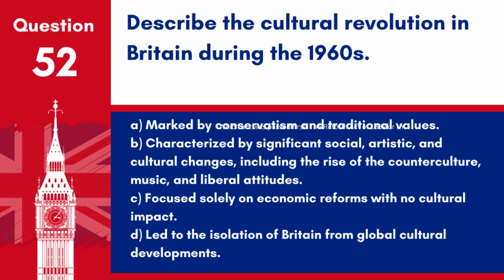Question 52. Describe the cultural revolution in Britain during the 1960s. A. Marked by conservatism and traditional values. B. Characterized by significant social, artistic, and cultural changes, including the rise of the counterculture music and liberal attitudes. C. Focused solely on economic reforms with no cultural impact. D. Led to the isolation of Britain from global cultural developments.